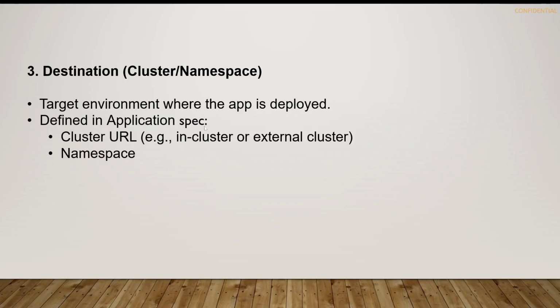So when you create the application, you will define where exactly it has to be deployed. You have to provide the cluster URL. Okay, by default, it will be the local cluster. In case you want to deploy it in multiple places, you can select the proper cluster URL and you can select the namespace. In case you don't want to specify any namespace, then you can just select an option to create the namespace automatically. Okay, let's see this one.